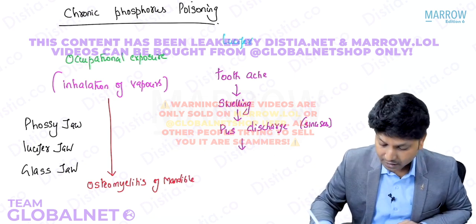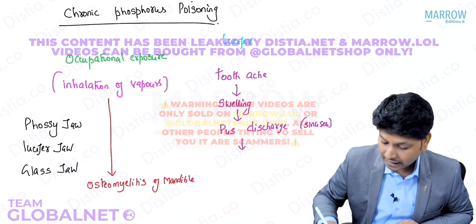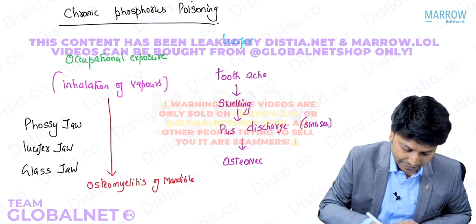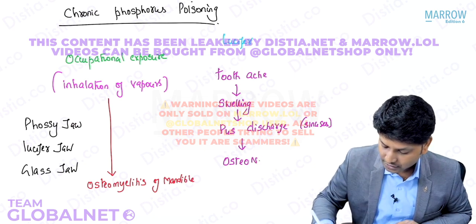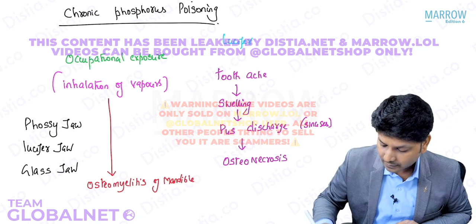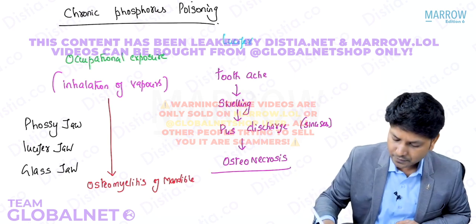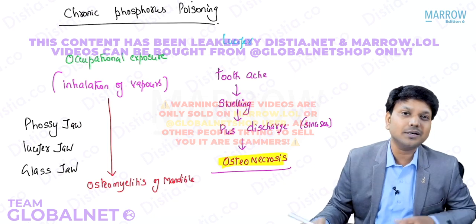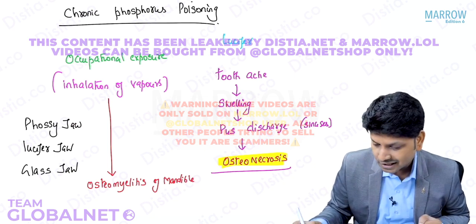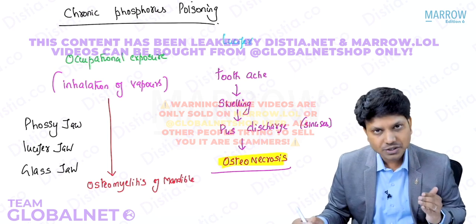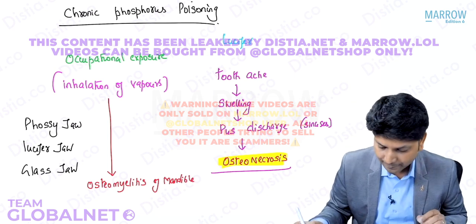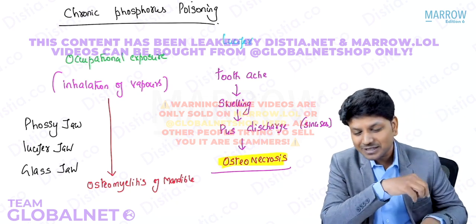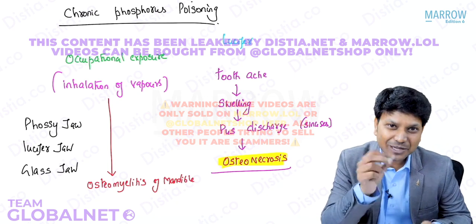And when you look at the mandible, it will have osteomyelitis. Sometimes this osteomyelitis can even worsen into osteonecrosis of the mandible. This is one important MCQ point. They can ask you in which poisoning you get osteonecrosis of the mandible, and it is nothing but white phosphorus toxicity. So do remember, it has osteomyelitis and osteonecrosis. Fine. So do remember about this Lucifer matchstick. Nowadays, this is the safety matchbox, right?